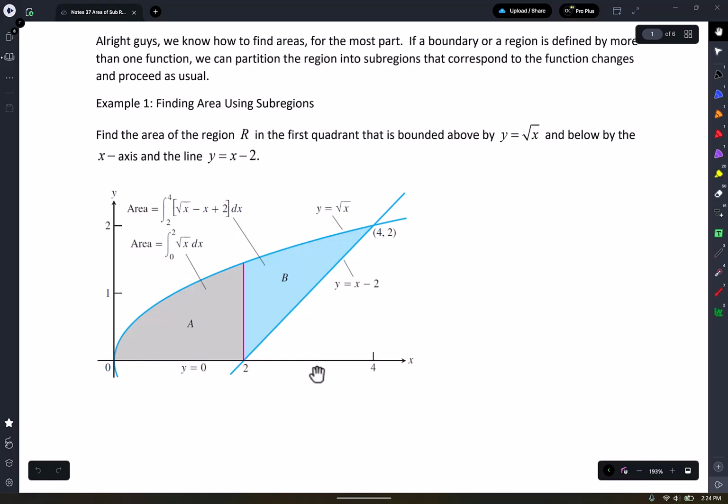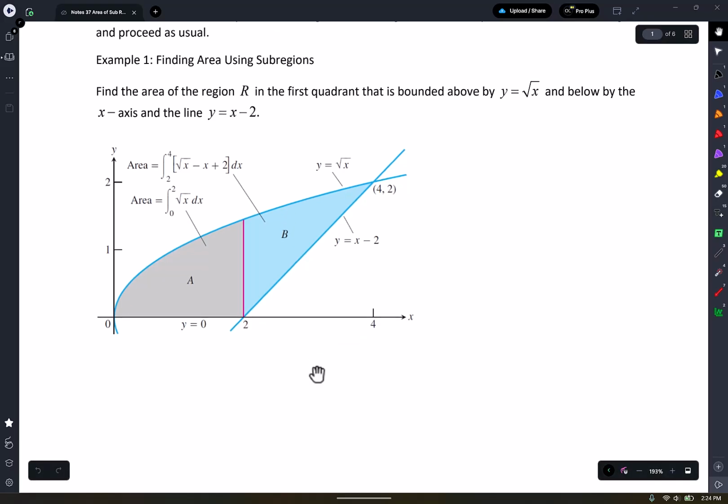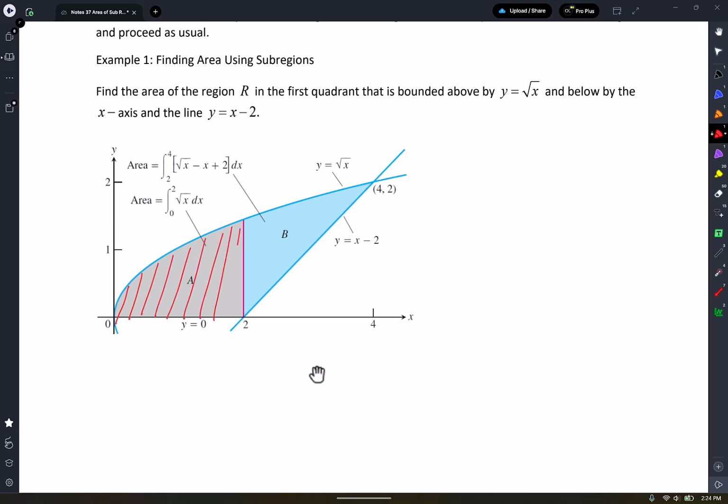So it says, find the area of region R in the first quadrant that is bounded by y equals square root of x and below the x-axis and the line x minus 2. So they want the area. You see this? Mine is shaded in gray and it's shaded in blue. So I want that area. So notice for the area shaded, well, it's shaded in gray, but I'm highlighting it here in red.